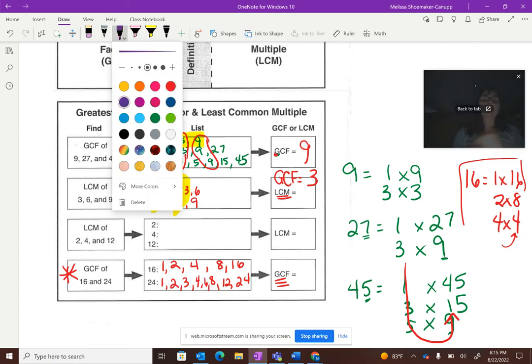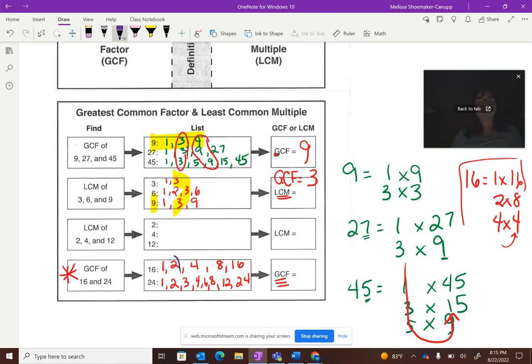Switch colors here, and now I'm going to look for what they share. I see a 2. I see a 4. Is that the greatest one that they share? Be very careful when you're looking at your numbers. I found an 8. See how I really had to look at that?